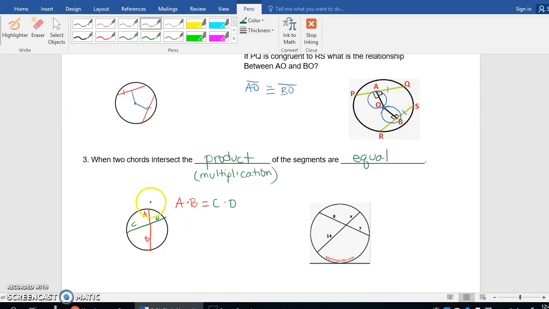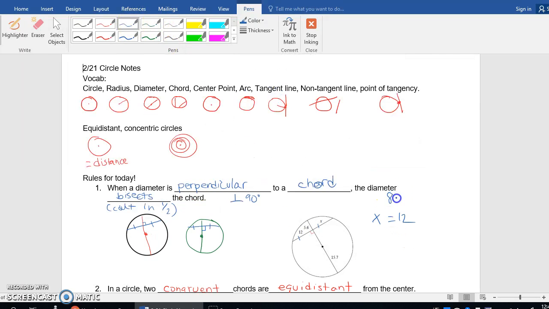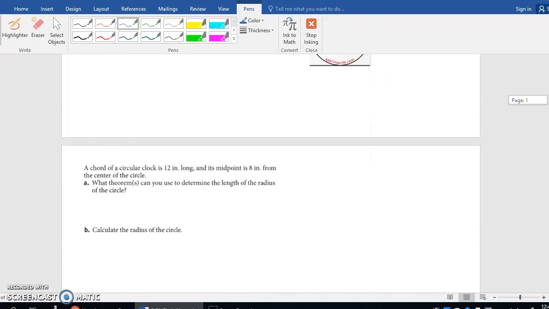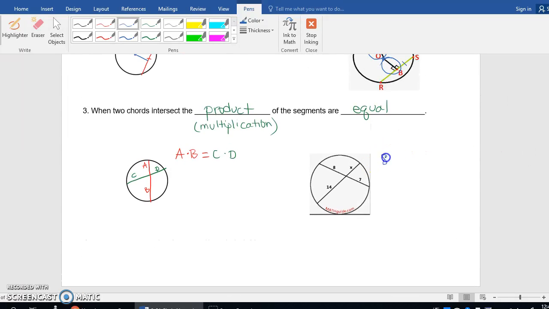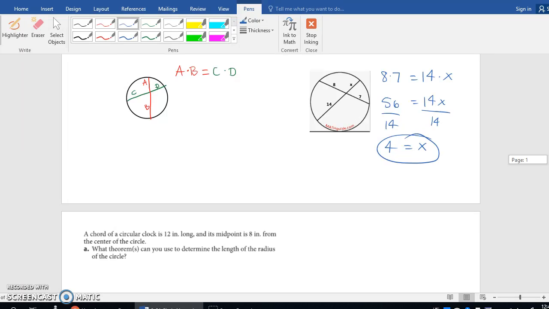Okay, you're using the segments from the same original segment to multiply together, and then they are equal to each other. So in this example over here, we'd have 8 times 7 is equal to 14 times x. 8 times 7 is 56, 14x. Divide by 14, and we know that 4 equals x. Okay, so those are our 3 rules, and now we're just going to go to the back and practice using them.